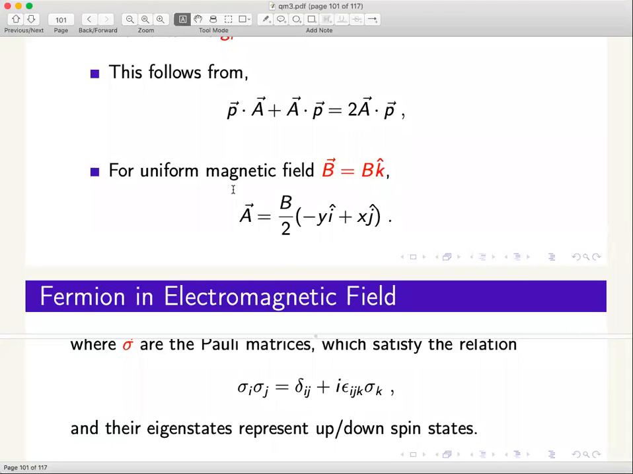It is nothing but divergence of A is 0. Yes, that is the gauge that we are choosing. Thank you, sir.